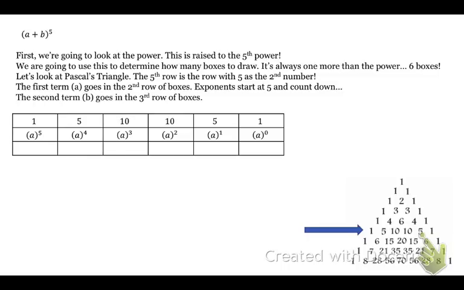Then we're going to draw another row of boxes. And in these boxes, we're going to put our b's. And for these ones, the exponents start at 0 and they count up. So that's going to be b to the 0 power, b to the 1st, b squared, b cubed, b 4th, b to the 5th.